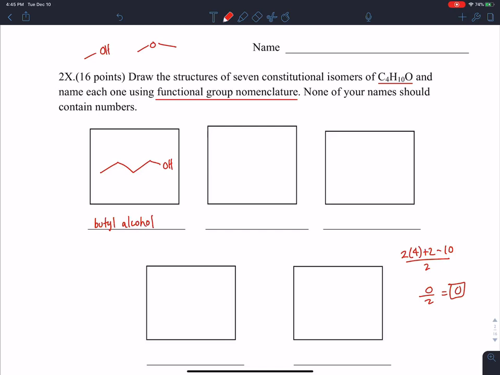Again, this is not IUPAC. IUPAC would be like 1-butanol. We're not talking about that. They wanted functional group nomenclature, so that would be butyl alcohol. Again, we want to go really systematically, so let's just move the alcohol once more like this.